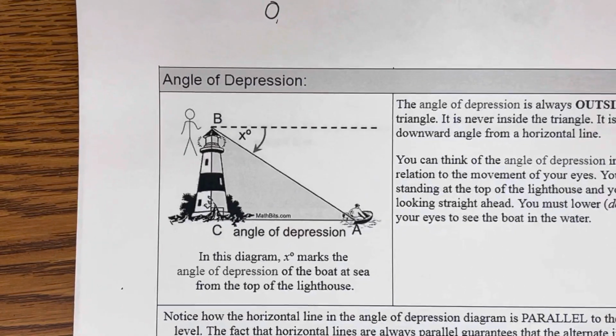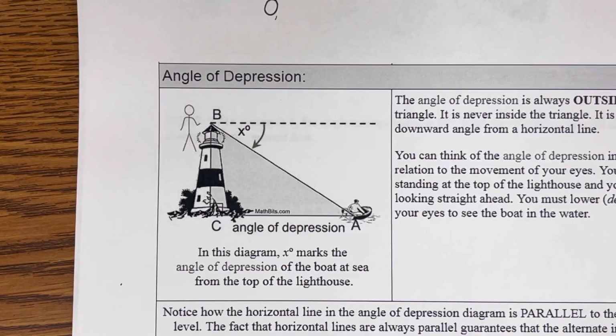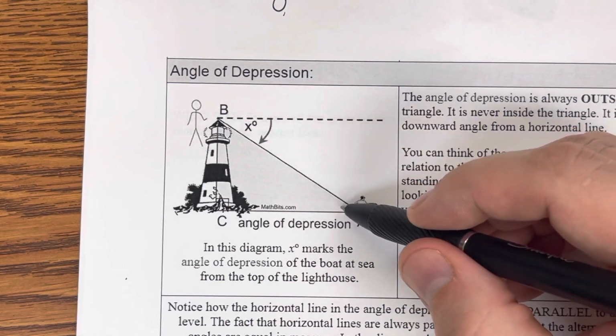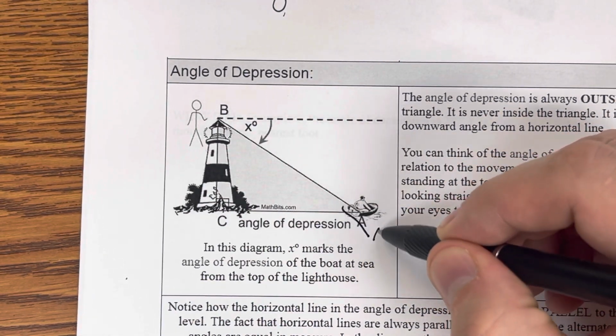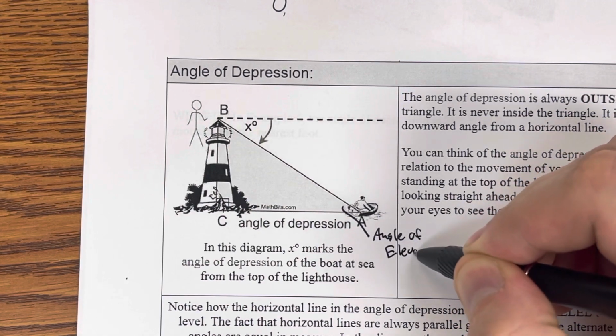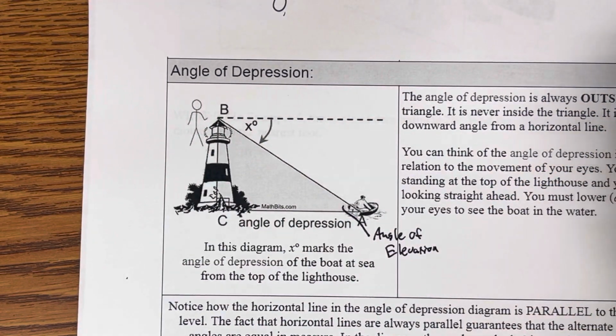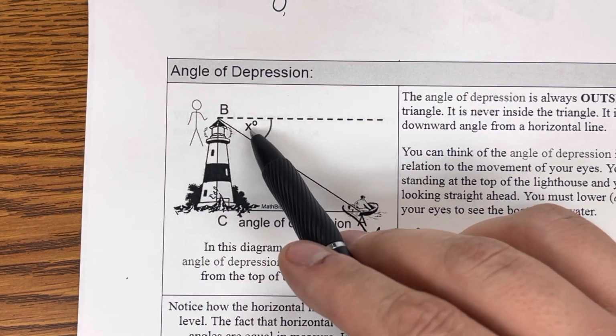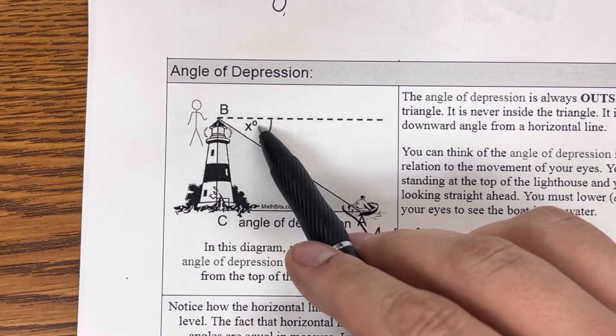All right, one quick definition here. Angle of depression and angle of elevation. So an angle of elevation is found, like if I'm standing at the bottom and I look up, this angle here would be the angle of elevation. The angle of depression is always outside of the triangle. It's never inside of it unless you make a new one, okay? You can think of the angle of depression in relation to the movement of your eyes. You are standing at the top of the lighthouse and you look downward. So this angle here would be the angle of depression.